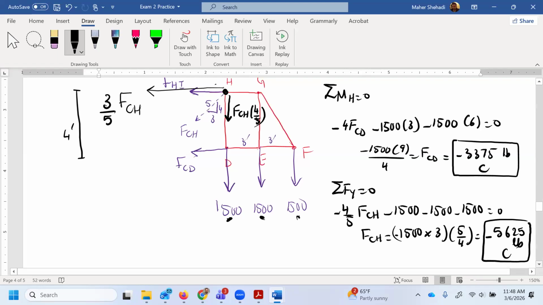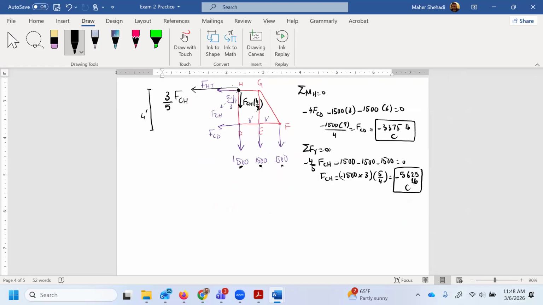Okay, and then we'll do the summation of forces in the x direction equals to 0. Therefore, I have minus 3 over 5 FCH. This one. So it's minus 5625. And then minus FHI minus FCD. All of them are going to the right, to the left. And then I can solve for FHI.